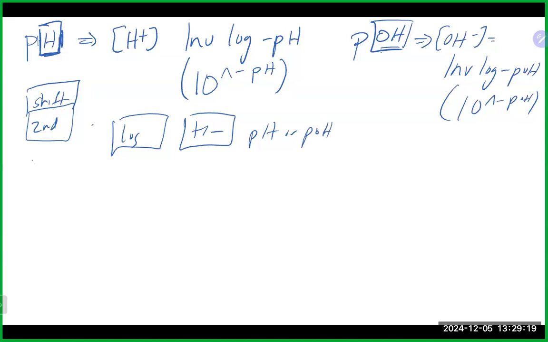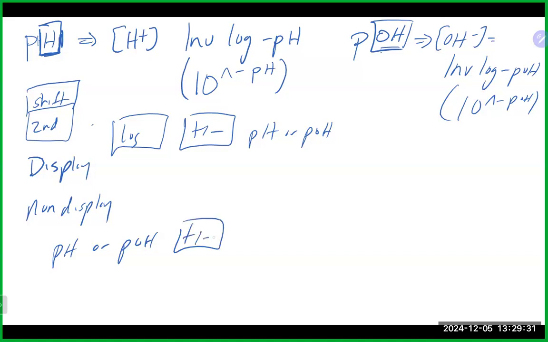If you have a non-display calculator, you again got to start with the pH or pOH number. You then actually need to make it negative. Then you need to hit the second or shift button and then the log button. And then that will get it for you there.